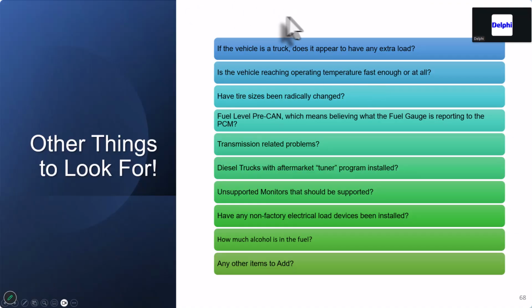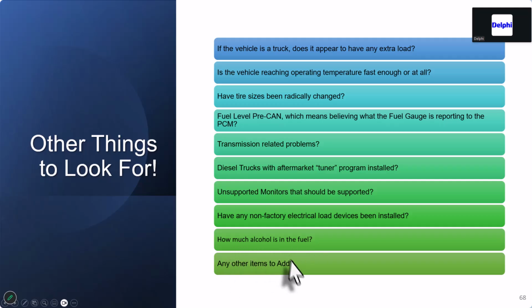Okay, last thing. Things to think about. We could put the hood latch on this now; I hadn't had that till recently. If a vehicle is a truck, make sure it doesn't have an extra load on it if you're trying to run monitor tests. Is the vehicle at operating temperature? Absolutely critical. You've got to get up to operating temperature. Have tire sizes been changed? If it's pre-CAN, can you believe the fuel gauge? Can you believe the sending unit in the tank? Is it vibrating? Transmission problems, diesel truck tuners, unsupported monitors. Somebody went in and turned them off. Non-factory electrical devices, too much alcohol in the fuel.